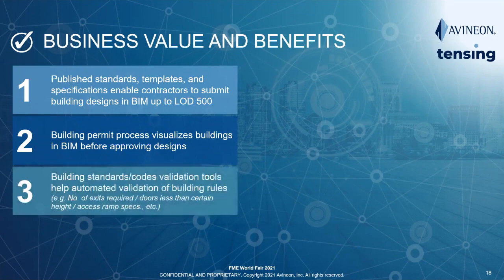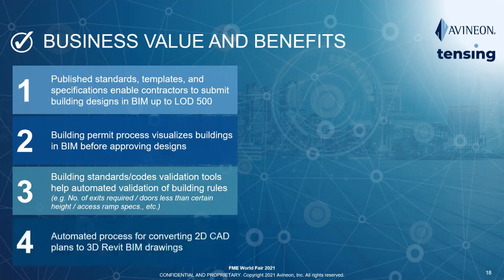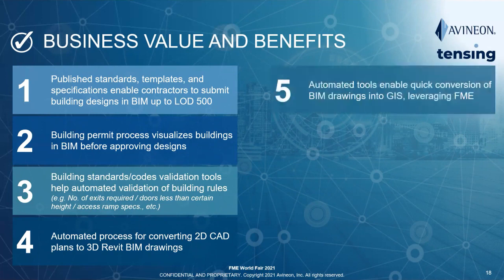Third, all of the building standards and code validation tools help automate validation of all the building rules. So they can ask questions and query by floor, by building, and have this information geographically aligned. Number 4, we built an automated process for converting all the 2D CAD plans into the 3D Revit BIM drawings. And that still exists and is useful.